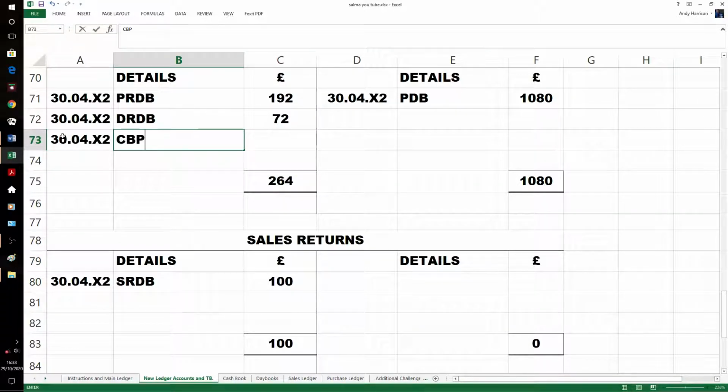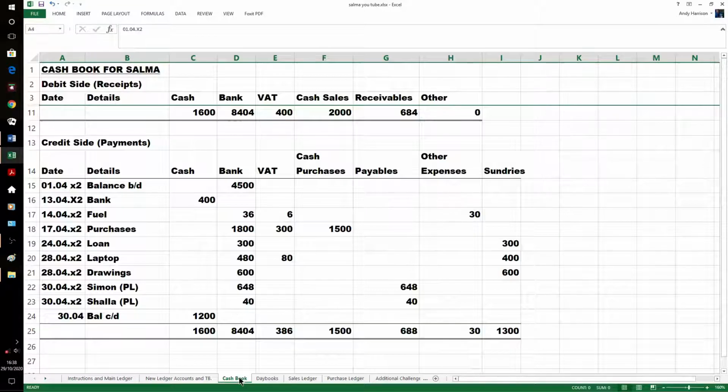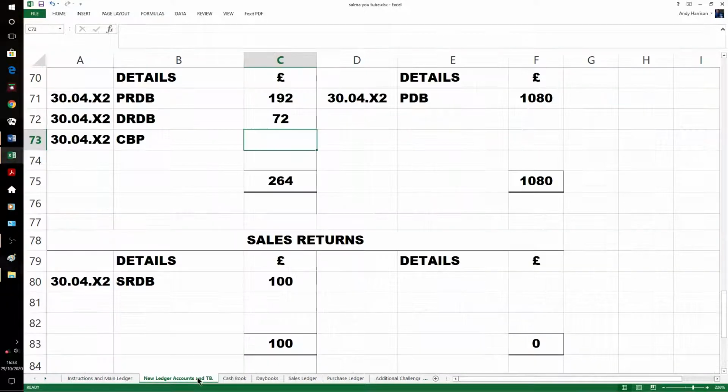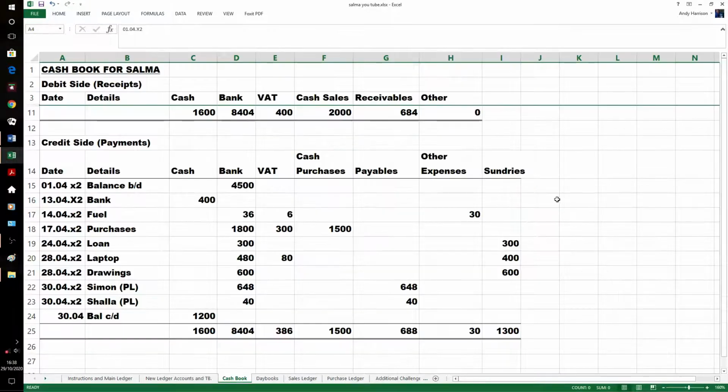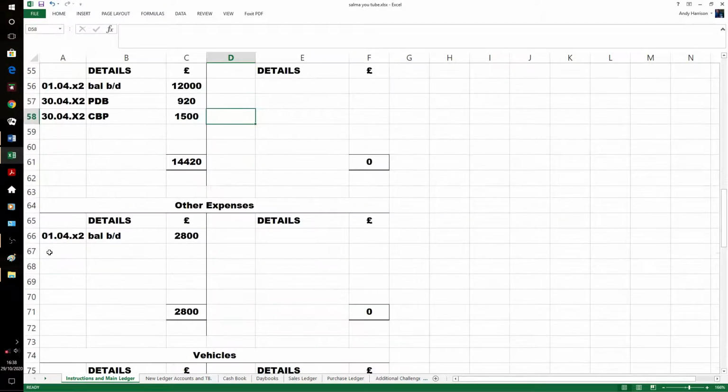Cash book payments. I forgot the amount. 688. And then other expenses of 30, fairly routine. So here we go, we've just got another expenses. Nothing wrong with other expenses.